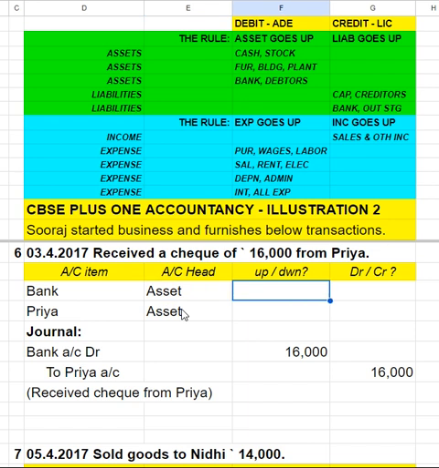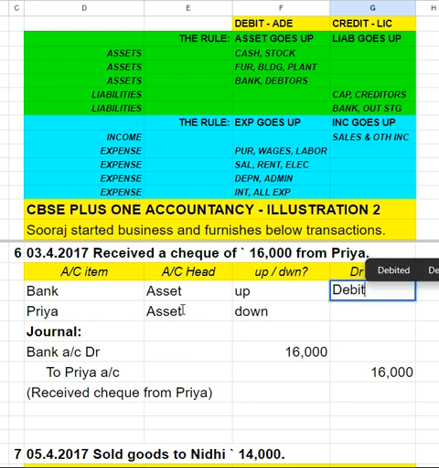Okay, what happens to the first one, bank balance? Naturally goes up. When you receive money, your bank balance goes up, right? Okay, what happens to Priya's account? Previously, she had to pay us money, but once she paid the money, her balance, yes, reduces because she doesn't have to pay us anymore. So when asset goes up, you have to debit. That is the rule, correct? When asset goes down, credit. I didn't write it, but there is opposite we have to remember. So when asset goes up, debit means when asset goes down, credit.